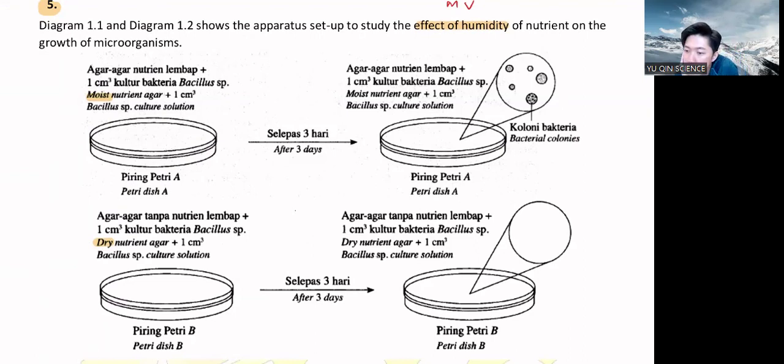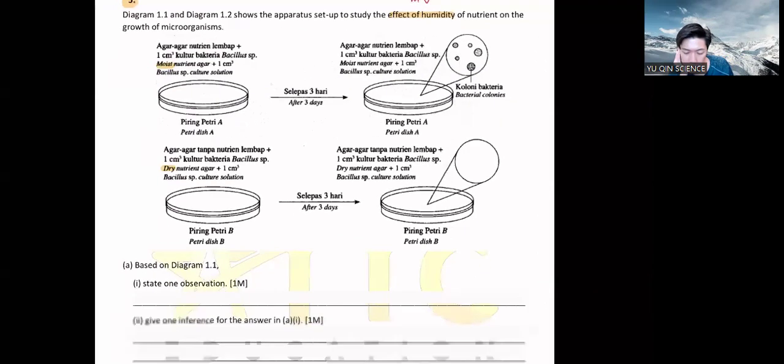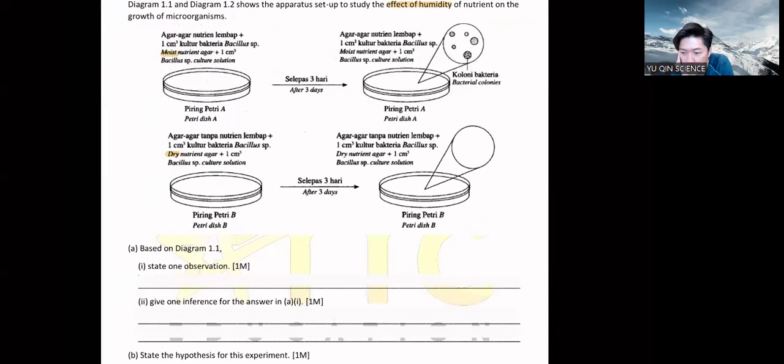For inference, can I say moist nutrient agar causes the growth of bacterial colony because the damp condition promotes the growth of microorganism? Let me think about it. So what's your observation first? You have to see if your observation matches your inference though. I don't know how? Okay, no worries. But your direction is good. It's just that we have to sharpen the knife, you know. Okay, we'll get into it.